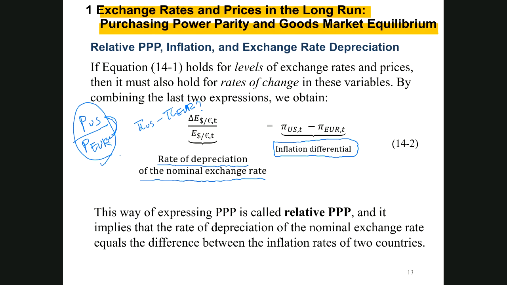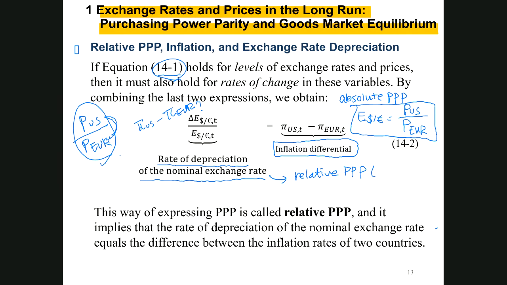Okay, so let's move on. If equation 14:1 holds for the level of the exchange rate and the price, so what's 14:1? It is the absolute PPP, E. This is absolute, and this one is the relative. So now you take a look at the change rate, the depreciation of the nominal exchange rate. It's equal to the differences of the inflation rate between two countries.